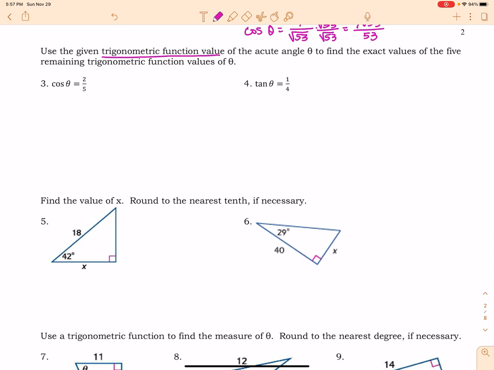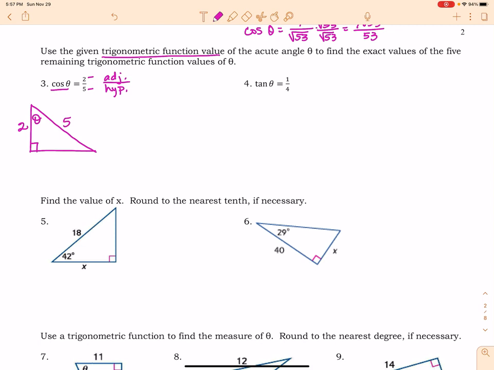How are we going to do that, Ms. Griggs? Well, I am just going to draw a right triangle. It does not have to be to scale. Cosine theta is 2 over 5. Well, we already know that cosine theta is actually adjacent over hypotenuse. So that means that wherever I put theta, I'm just going to put it right here. I know that the adjacent side is 2 and the hypotenuse is 5.